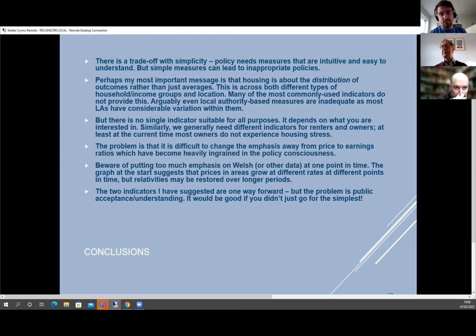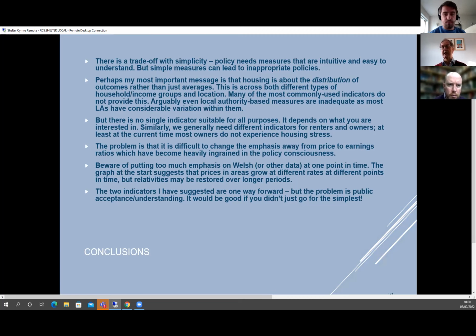Also, although I haven't spoken about this much, beware of putting too much emphasis on spatial relativities at one moment in time. I know you're particularly concerned at the moment about movements in house prices in Wales relative to other parts of England. Be a little bit careful about that.